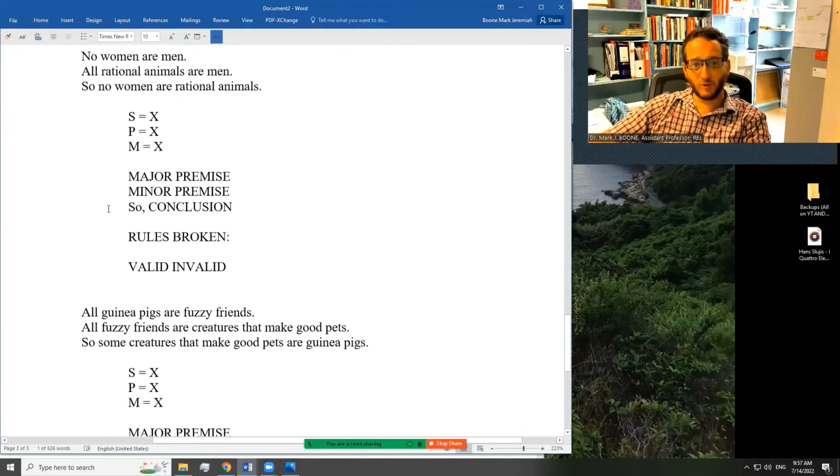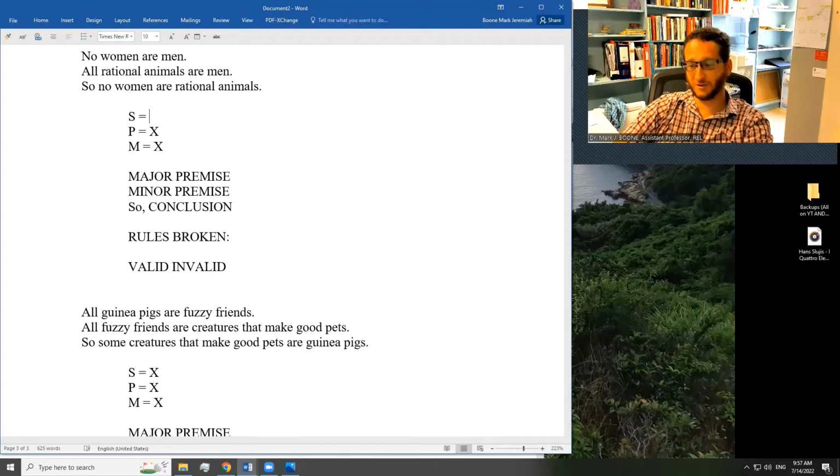Yay! No women are men, all rational animals are men, so no women are rational animals. Okay, so this is the ridiculous equivocation fallacy. It's hard to even know how to symbolize this. You could possibly do this. You could just symbolize the argument, act like there's no fallacy, and then go back and state that there was an equivocation fallacy and give an explanation, since you symbolized the argument and ended up with a form that didn't have that fallacy. So S would be women, rational animals would be P, the major term.